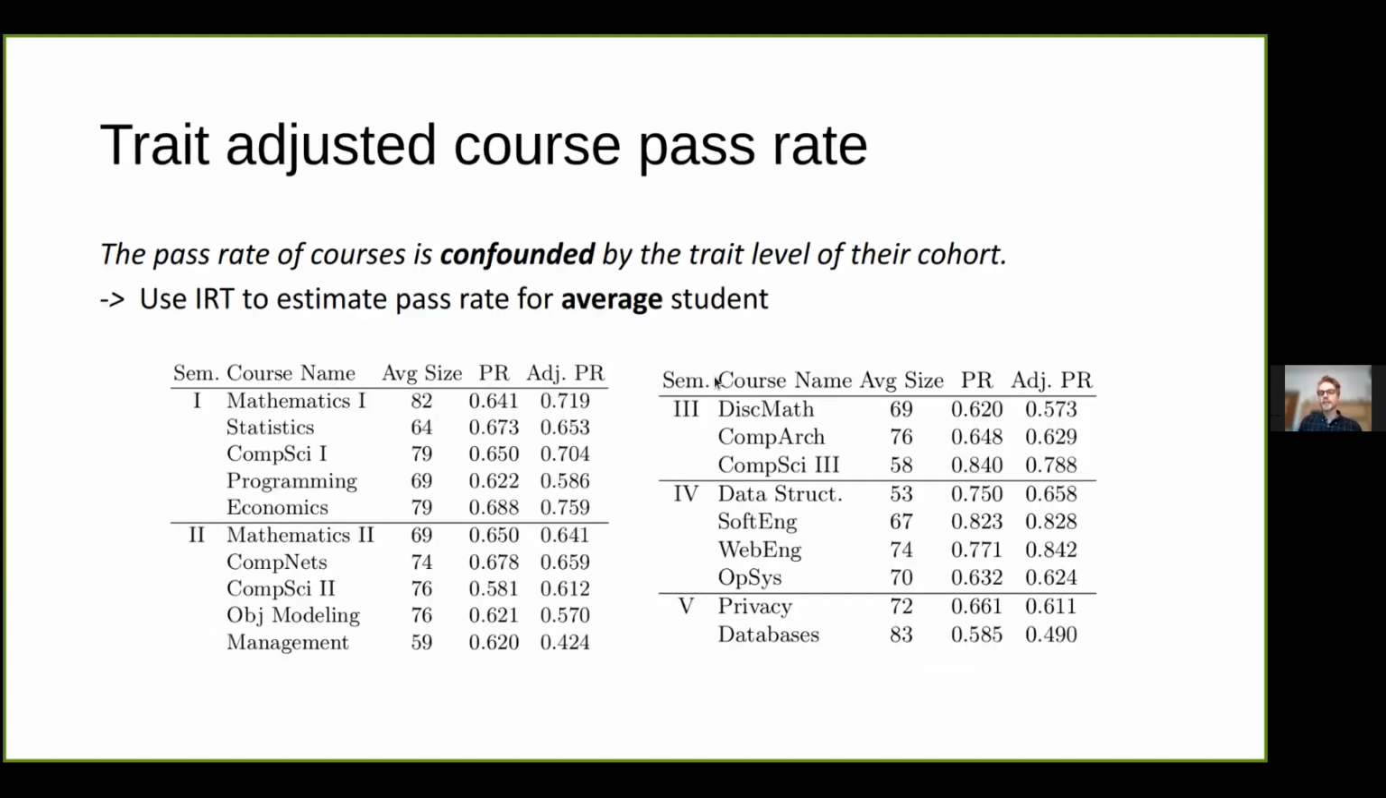But not only courses can change their difficulty, also the students in the course offering can differ. We calculated here an adjusted pass rate for the 19 courses based on the average latent trait of the students. Interestingly, this shows that the pass rate is corrected upwards in courses of the first semester and corrected downwards in courses of the following semesters. This is probably due to the dropouts between the first and the last semester. Here in the first semester, and here in the last semester, for example.